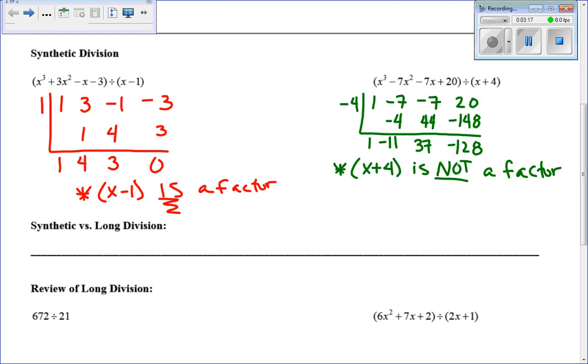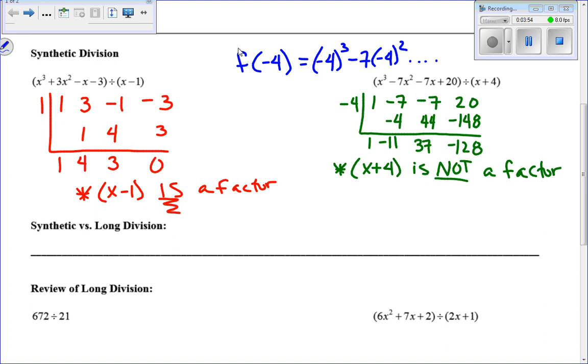Okay, this is what you should have gotten for both of them. The first one yields 0, so that means x minus 1 is a factor, and 1 is a zero of the solution. The second one, x plus 4, you get negative 128, which means x plus 4 is not a factor. And what I want you to do in your calculators right now is for this one, go ahead and do f of negative 4. That means you're substituting in negative 4 for every x value. Okay, you get the idea.